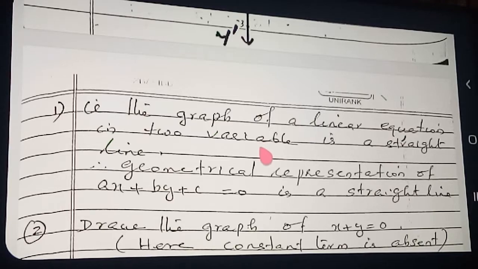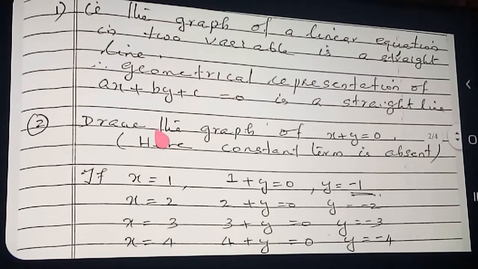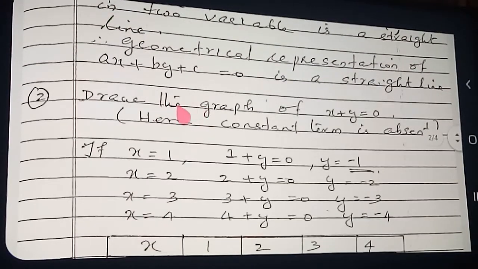Clear? Now we can see another graph, another pattern. Draw the graph of x plus y equal to 0. Here which term is absent? All the terms are there or not? So you verify. X term is there, y term is there, but the constant term is absent. Which term is absent?